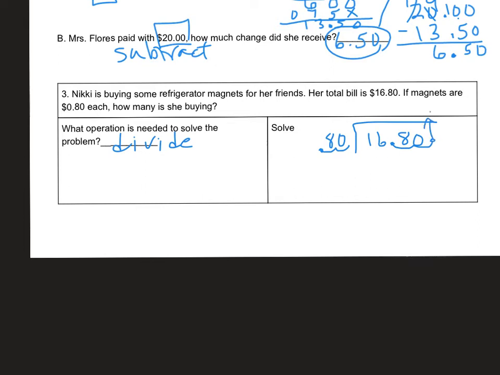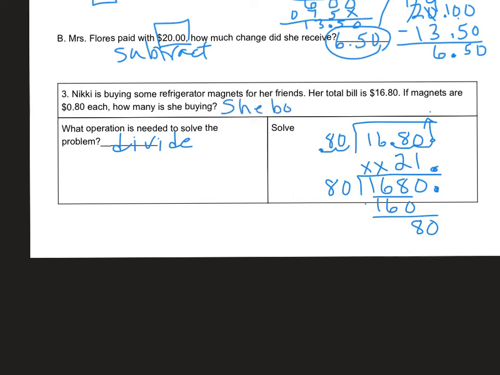Miss King personally likes to rewrite this. So when I set mine up, it'll look like this. Okay, bring your decimal straight up. I know that 80 cannot go into 1 or 16, but it definitely can go into 168. And I know that 80 times 2 is 160. And that leaves me with 80 left over, and that would go in one time. So how many magnets did she buy? She bought 21 magnets.